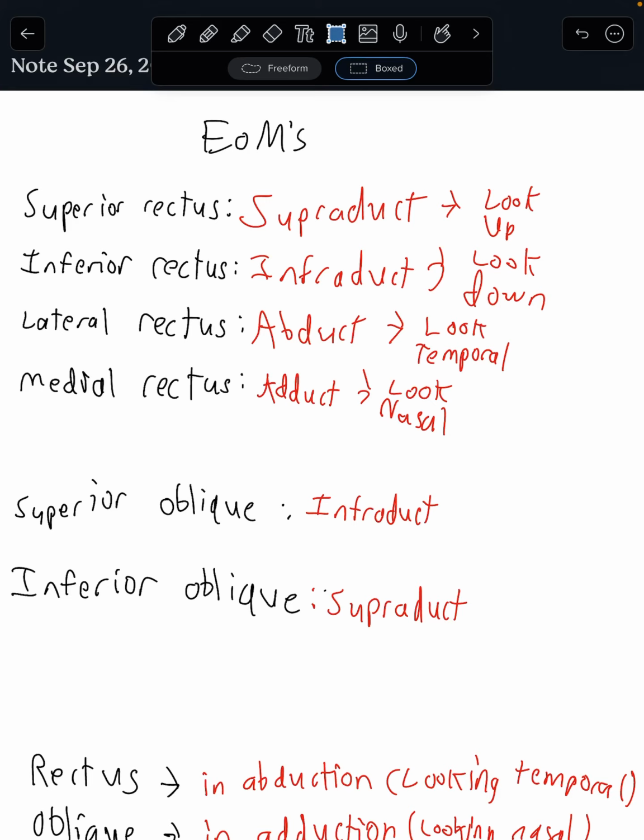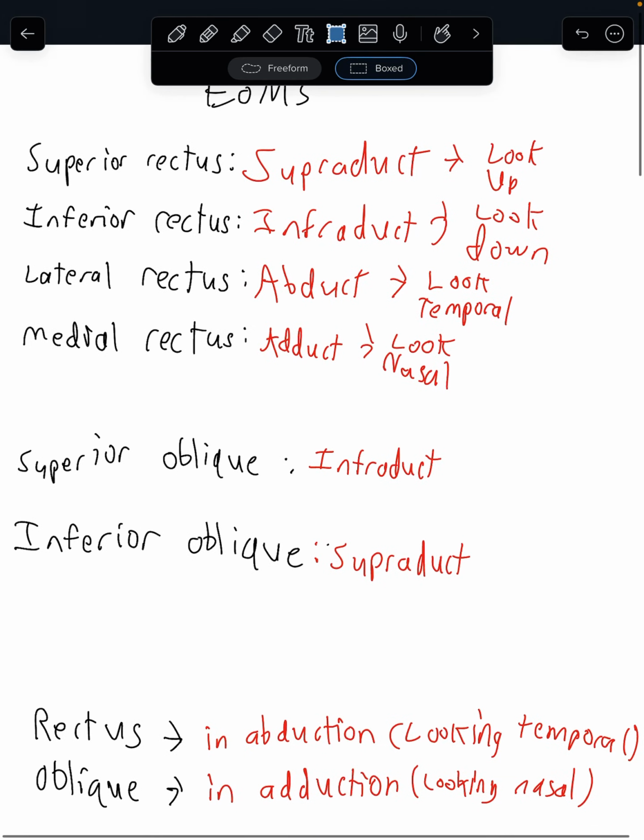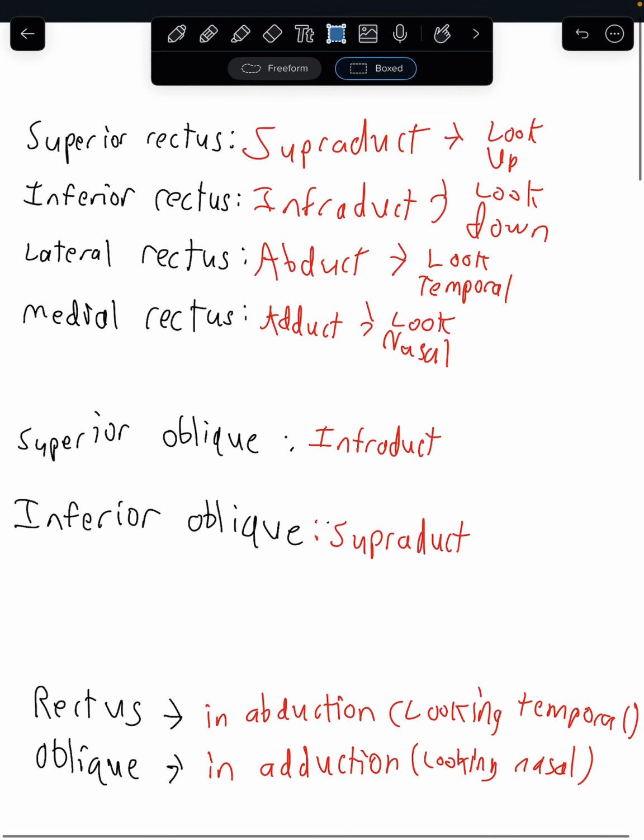So that's called abduction. The way I remember it is if I tell you to take your arm and add it to your body, you would take your arm and you put it towards your midline. So the word adduction has the word add in it, so that's how I remember that. And then the oblique muscles do the exact opposite of what they sound like they do. So the superior oblique infraducts and the inferior oblique supraducts.